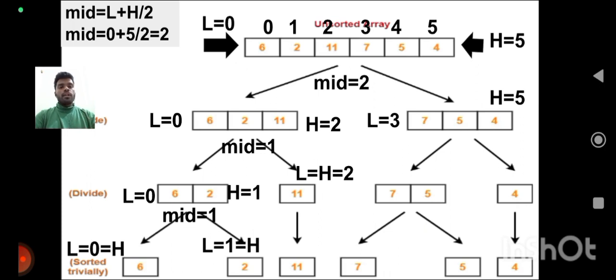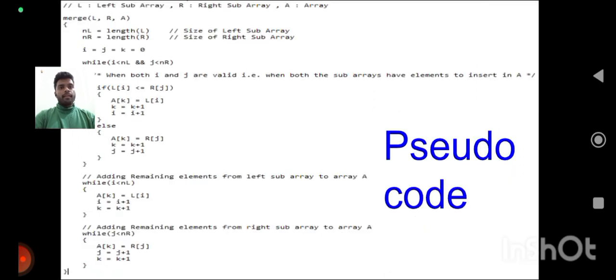So I written L is equal to 0, H is equal to 1, and L is equal to H is equal to 2. And here we can see that we have reached the base condition. And let us divide the left subarray 6 2 into further subarray. We get the base condition. We should follow this step for the right subarray to get the base condition, that is the size of the subarray becomes 1.